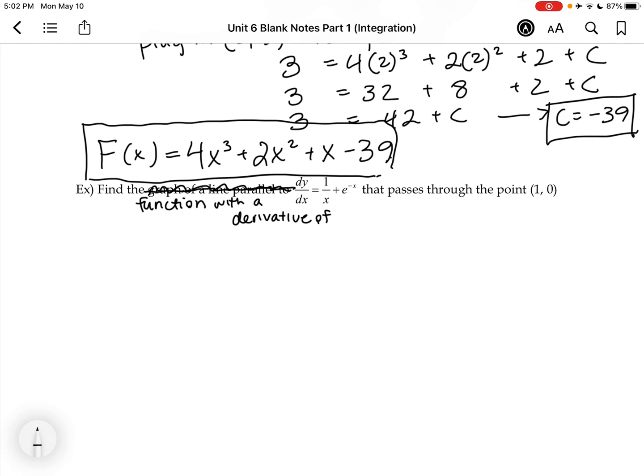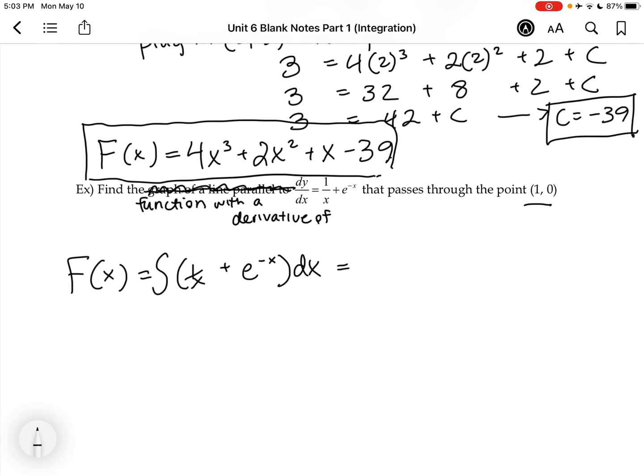And this should say, find the function with the derivative of dy/dx equals 1/x plus e to the negative x that passes through this point. Okay, so very similar type of question, but we're dealing with a slightly different type of integral because this is not a polynomial function. But we still have to start out by getting our capital F of x, and that is going to be the integral of 1/x plus e to the negative x dx.